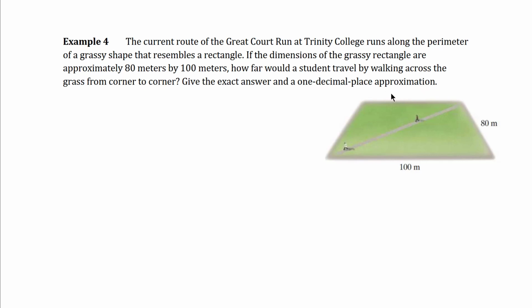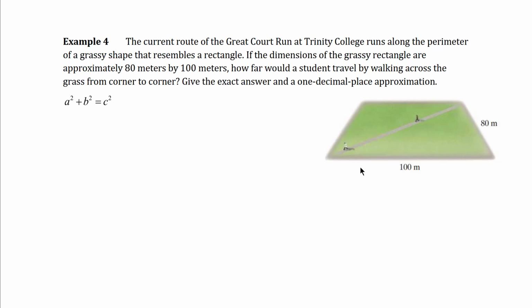In the diagram on the right side, we have a rectangle which depicts the current route of the Great Court Run. If a student were to walk across from one corner of the rectangle to the other, this would create a right triangle. So we could use the Pythagorean theorem to find the distance across from one corner to the other. On the bottom of the right triangle, we have 100 meters. On the right side of the right triangle, we have 80 meters. The hypotenuse will represent the distance going across from one corner to the other. So this will be the value c.